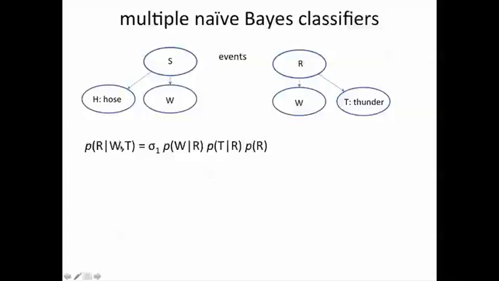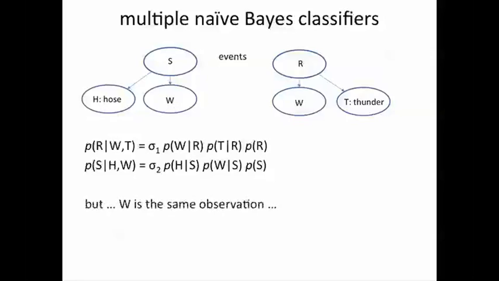The probability of rain given W and T is the probability of W given R times the probability of T given R times P of R divided by the probability of W and T, which is essentially the probability of whatever evidence one actually observes, assuming one observes both these features. Similarly, we get the equation for the probability of a sprinkler given an observation of H and W.